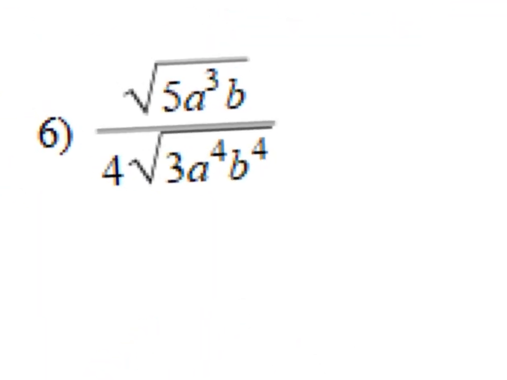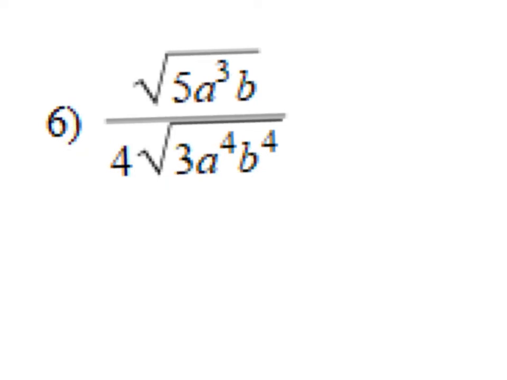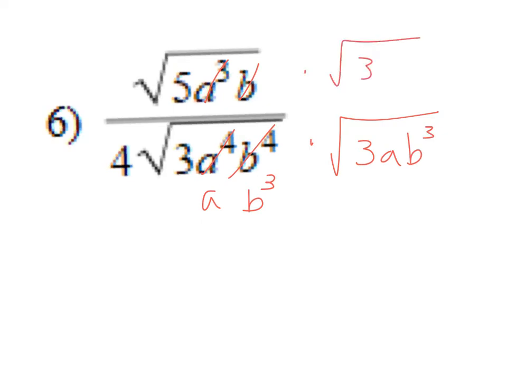All right, number 6. So again, I'm going to reduce my insides first. I'm going to be left with 1A on the bottom here, and I'm going to be left with 3 B's on the bottom. Okay, so now I'm going to multiply by the square root of 3AB to the 3rd on top and bottom.